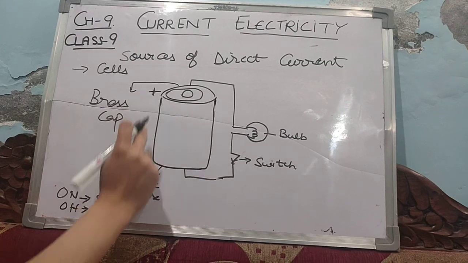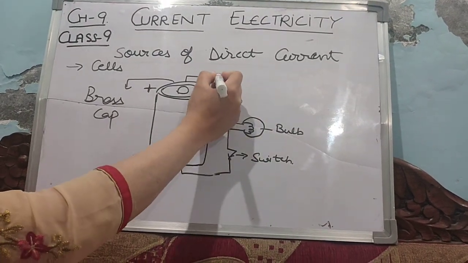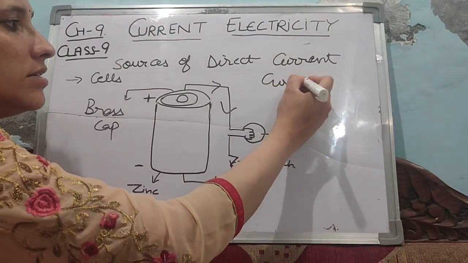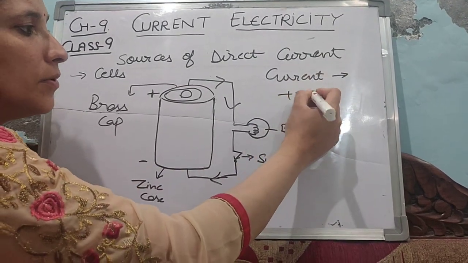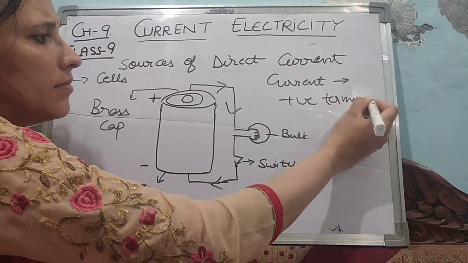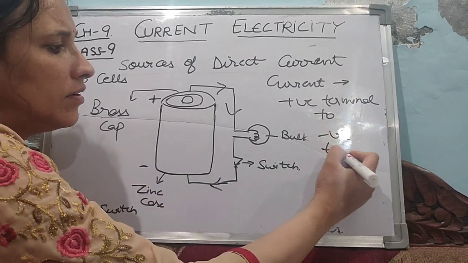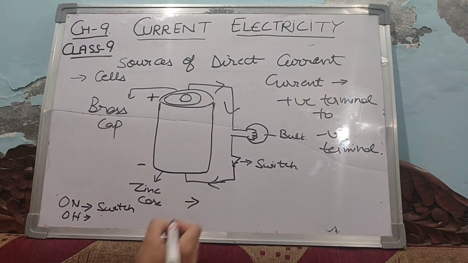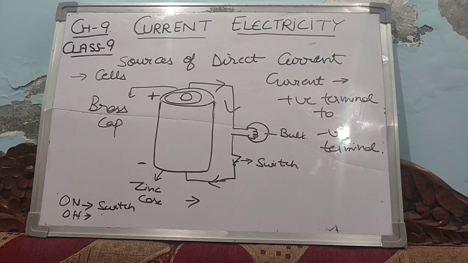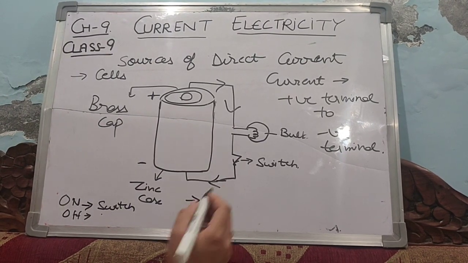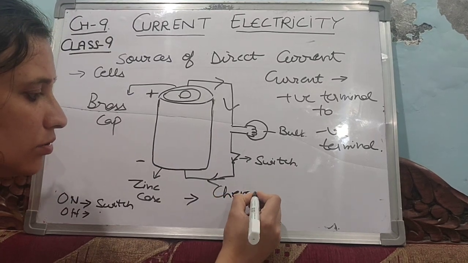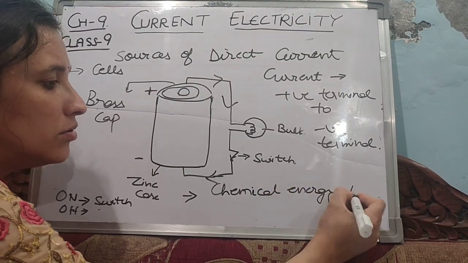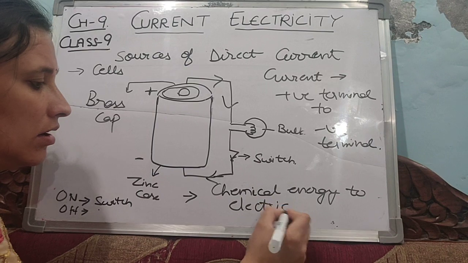And remember, the current flows from the positive terminal of a cell to its negative terminal. Suppose you have the positive terminal here and this is the negative terminal. So current will flow from positive terminal to negative terminal. This is very important to remember, that current flows from positive terminal to negative terminal. And students, also remember that in a cell chemical energy changes into electrical energy when it sends current in a circuit. So what is the energy transformation? Chemical energy to electrical energy.